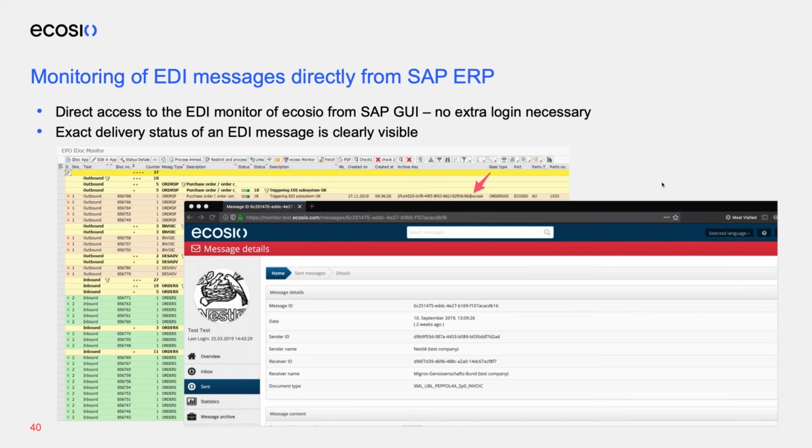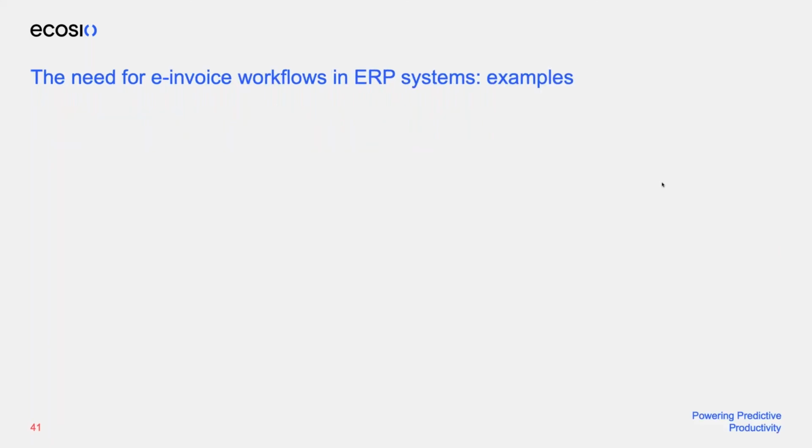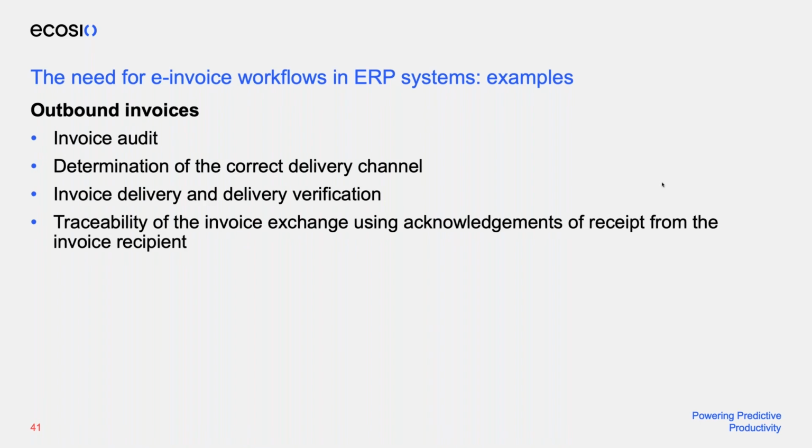So why do we need e-invoice workflows in ERP systems? With paper-based documents, you typically have your in-house workflow in regard to audit and acknowledgement and approval and so on. Since there are no more paper documents in place anymore with electronic invoices, you have to set up the necessary workflows in your ERP systems or in your accounting systems. These workflows, for instance, include for outbound invoices, the invoice audit. So before invoices are being sent, they must be approved.